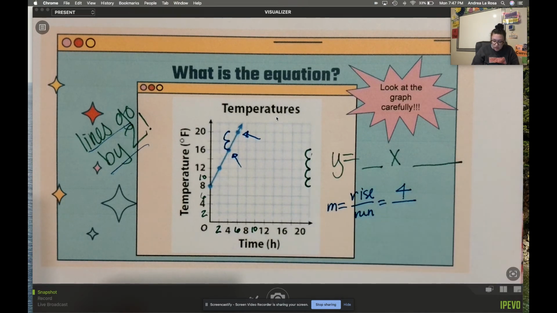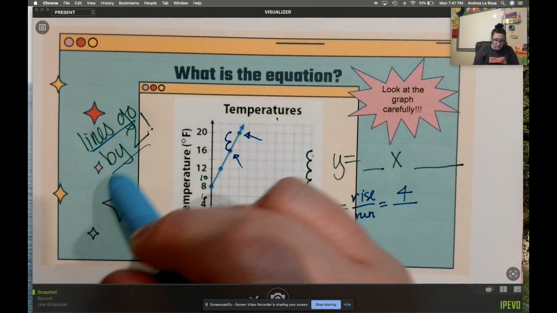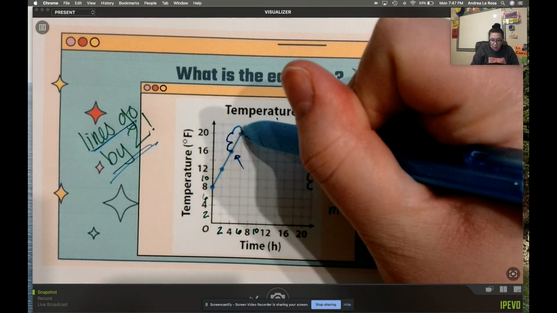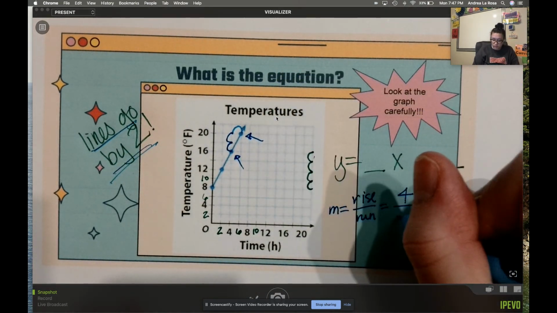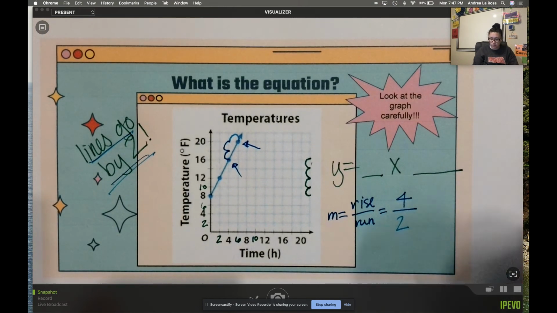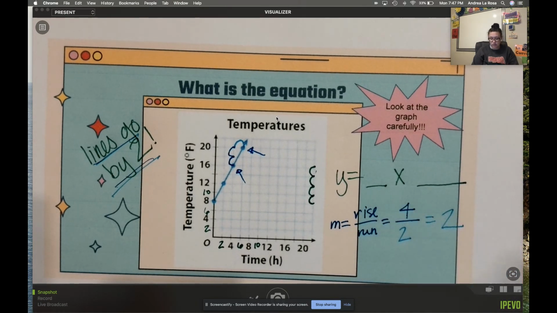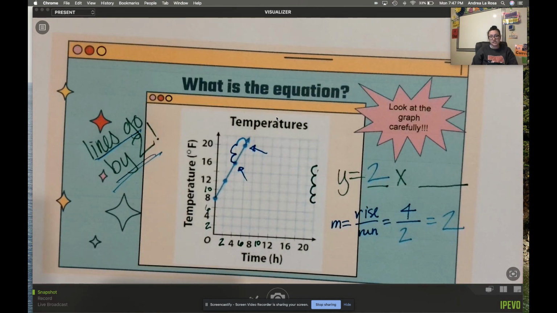Then for my run to the right, again, each line goes by 2. So I need to count 1, 2. Can I simplify 4 over 2? You betcha. What does 4 over 2 simplify to? 2. So here my slope is 2.